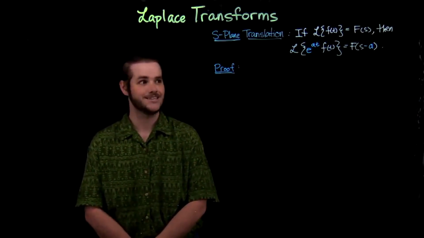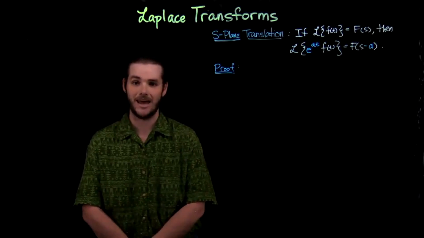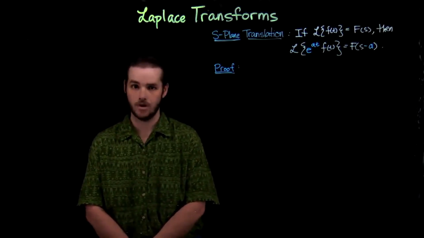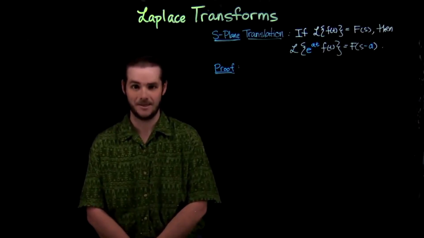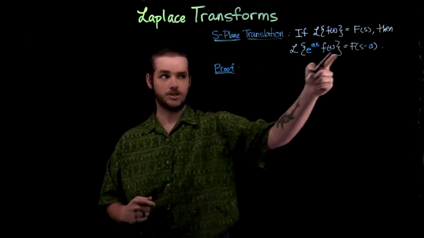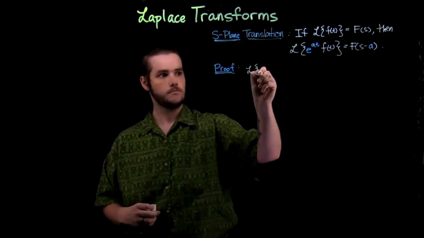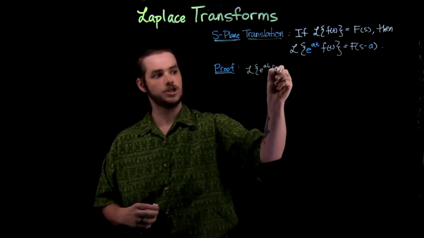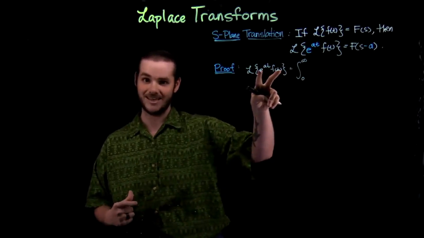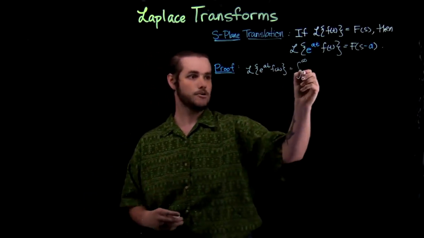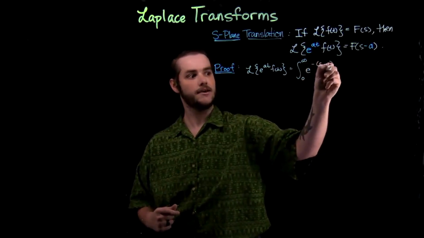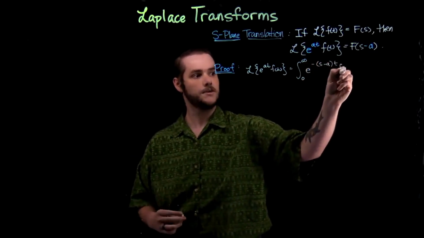Essentially what I mean is I can shift my output from the transform by a factor of a if I multiply my original function by e to the at. And the proof of this is actually pretty simple, because if I look at the Laplace transform of this guy, well, by definition, that is the integral from 0 to infinity of this guy times e to the negative st. Combining like powers, I get e to the negative s minus a t f of t.